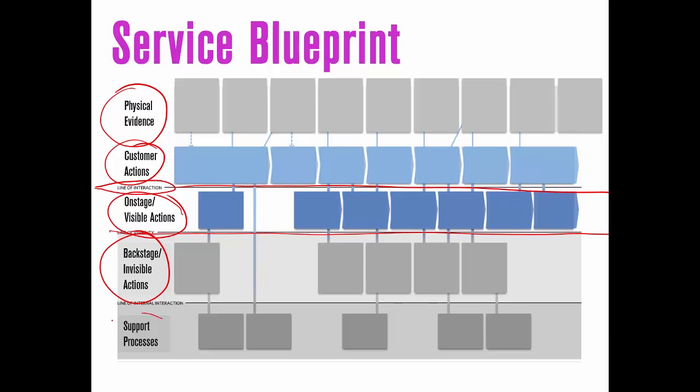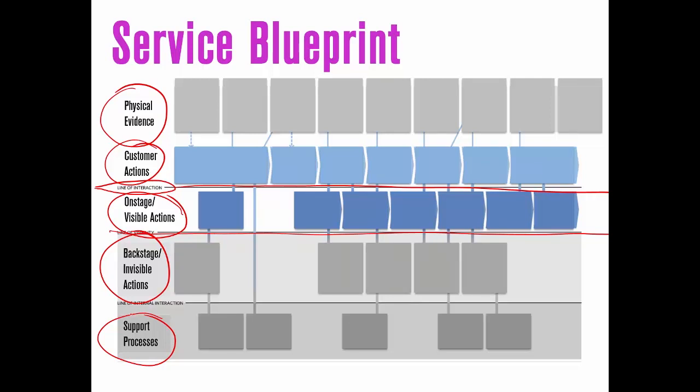And finally, support processes. What do you have to do in order to make this stuff happen, in order to allow invisible as well as visible actions to take place? For instance, you might need to hire a software engineer. You might need to hire a company who will design the website for the hotel that someone can go into, log in, and book a hotel room. You might need to hire someone to create uniforms for the people who work at the hotel. All of those can be referred to as support processes, right?